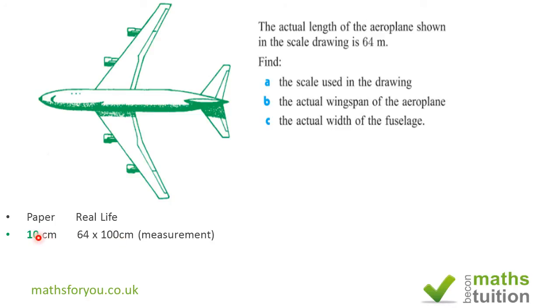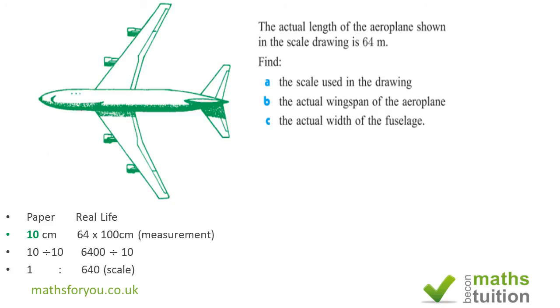Now we need to change that to 1. So because you divide 10 by 10, you must also divide 6400 by 10. And if you do that, you end up with 1 to 640. So the scale is 1 to 640. Again, mind you, my measurement may not be as accurate as yours because I'm measuring on screen here. You'll be measuring on paper. So that will be the difference.